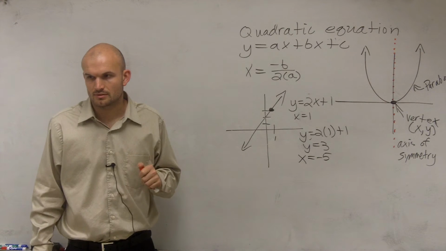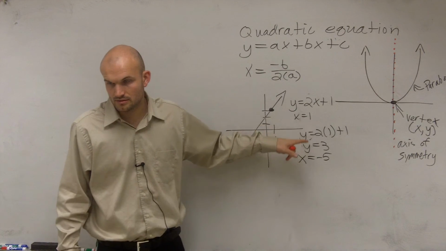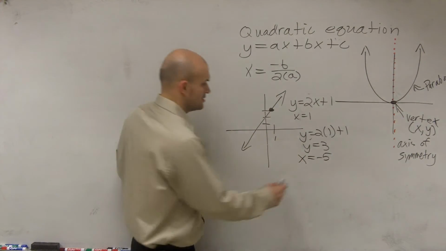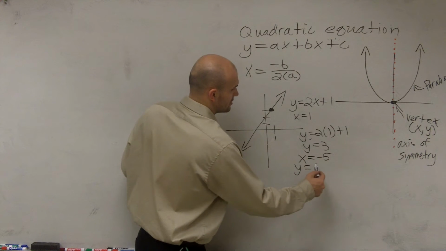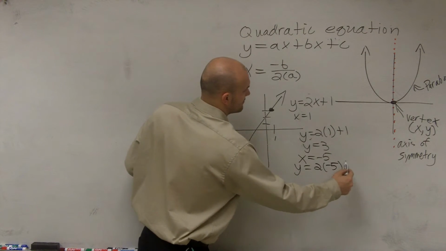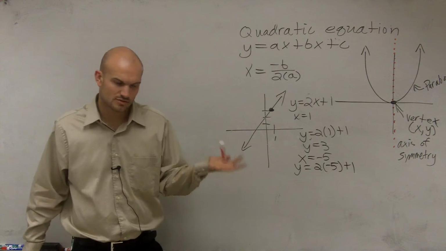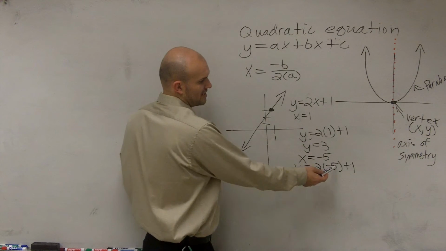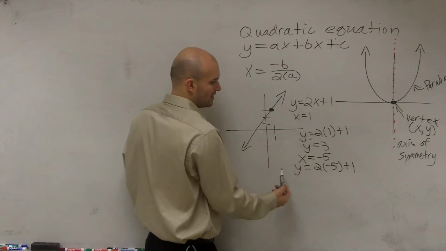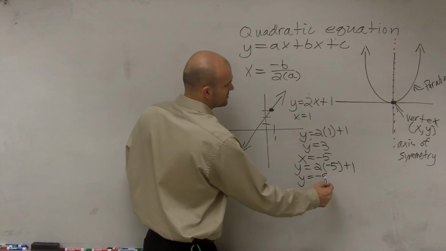Same thing we did over here. Plug it in, right? So you'd say y equals 2 times negative 5 plus 1. So let's find the value of y. 2 times negative 5 is negative 10, plus 1 is negative 9. So y equals negative 9.